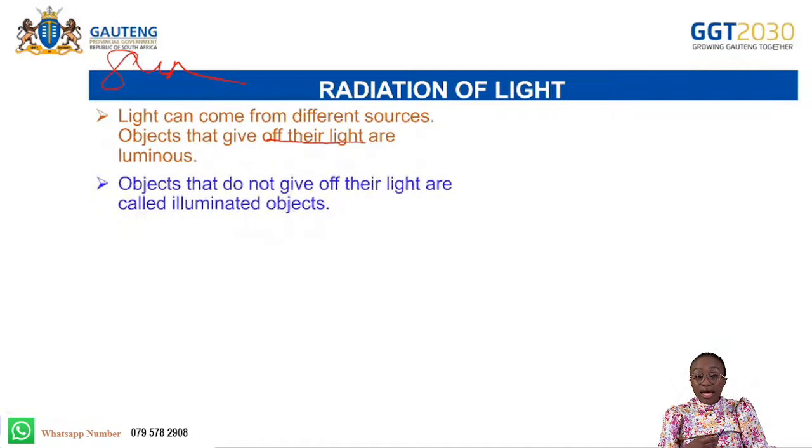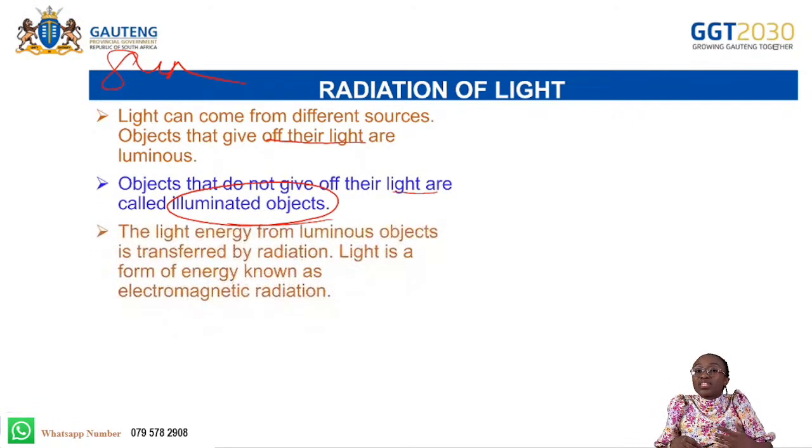So we have the sun as our main source of light, and there are other objects as well. You can be thinking of them now as I'm going on, that are also capable of emitting light. Objects that do not give off their light are called illuminated objects. These are the objects that reflect the light that comes from other sources. So they're not giving off their light. They're just reflecting light that comes from other sources.